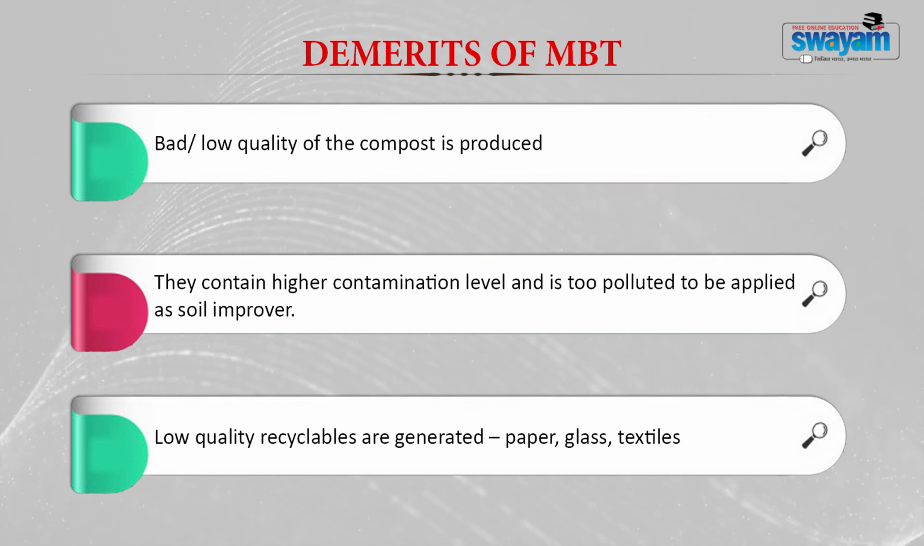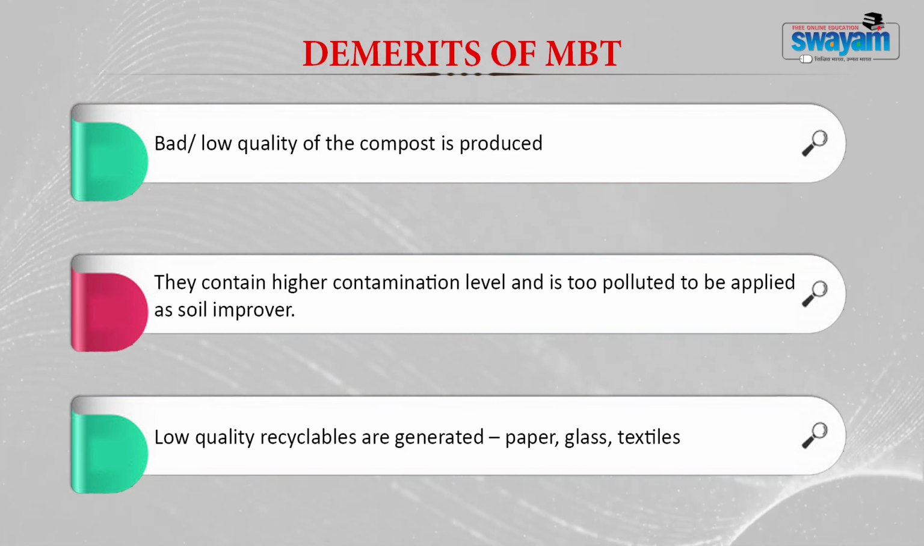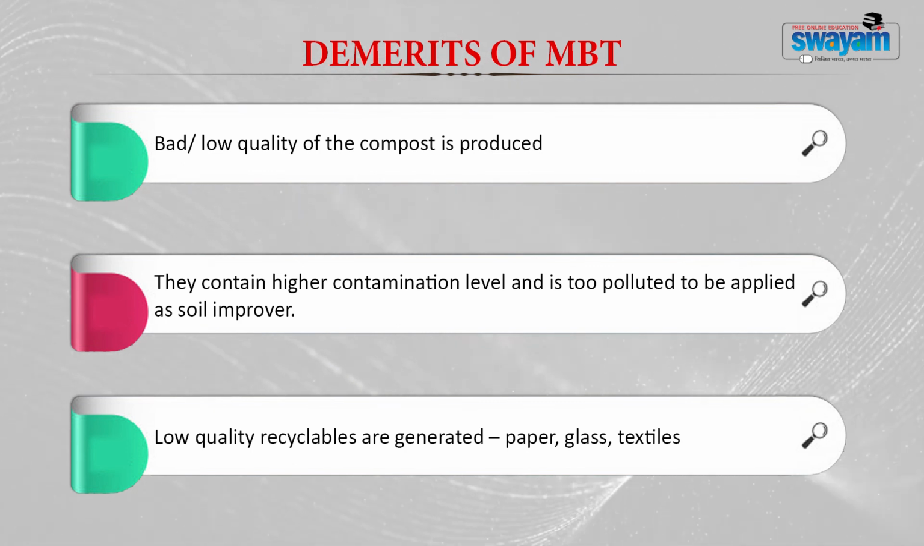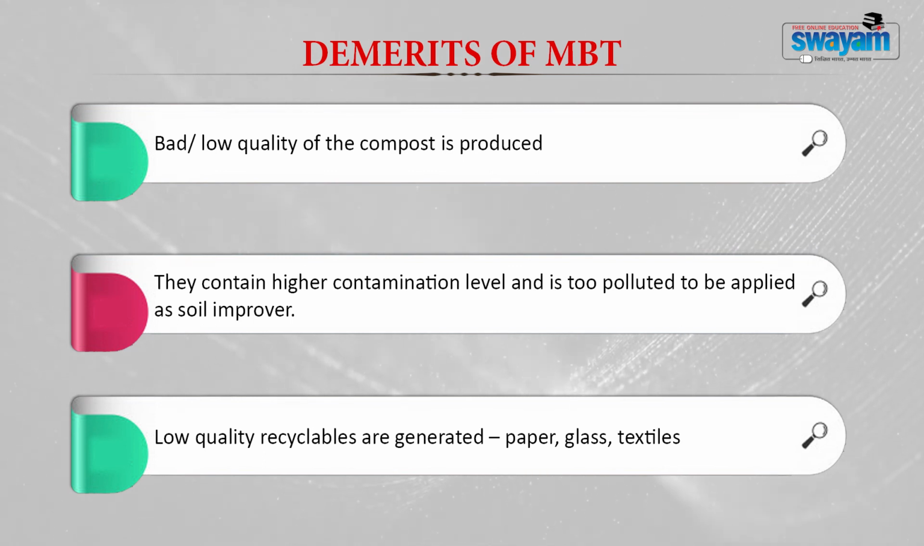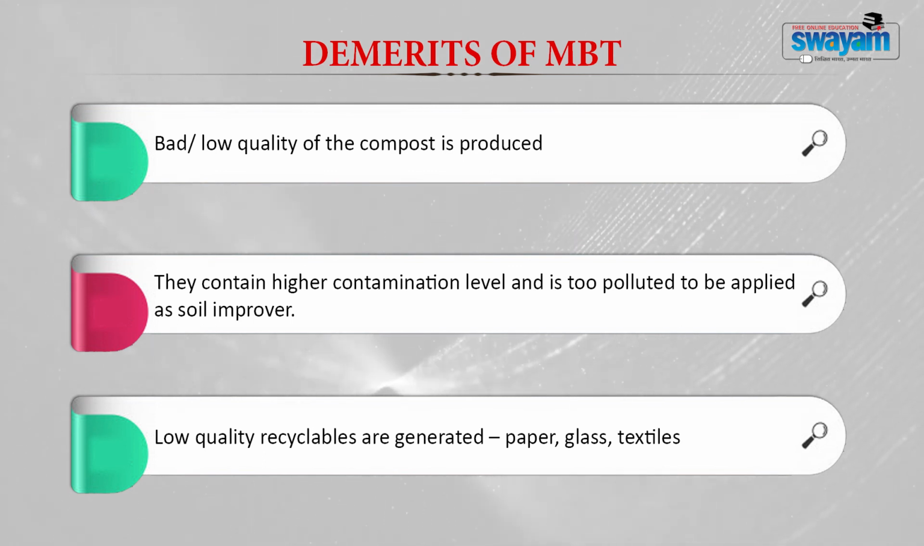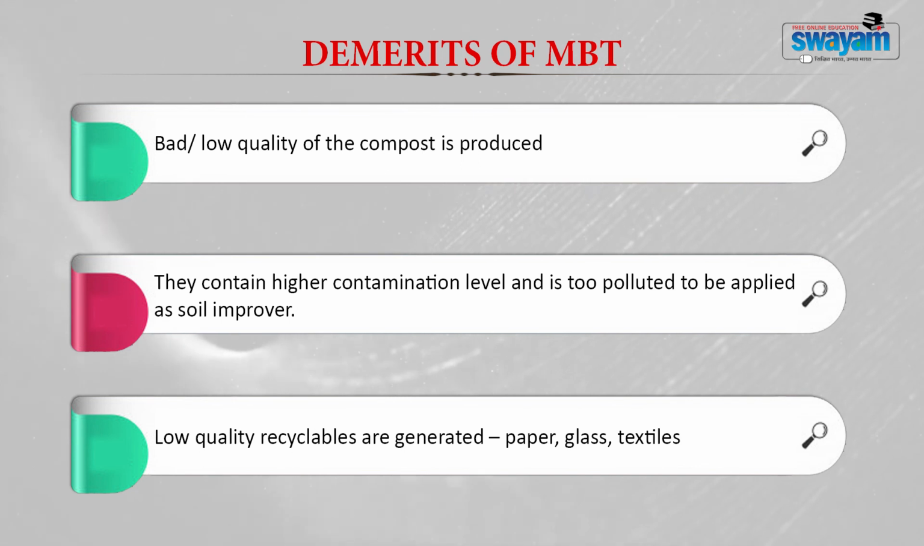Likewise, when paper is subjected to biological treatment, obviously it will become wet. So, it will not have the property to be recycled. The same is the case for textiles. So, the quality of recyclables that are produced at the end of the MBT process is again of low quality, and that becomes one of the limitations of the process.